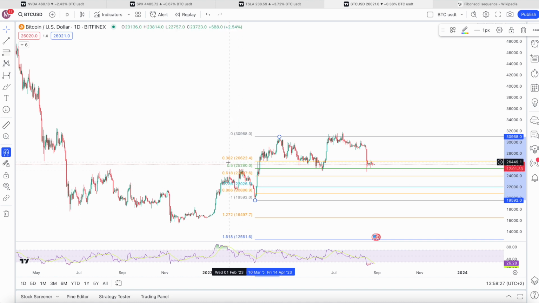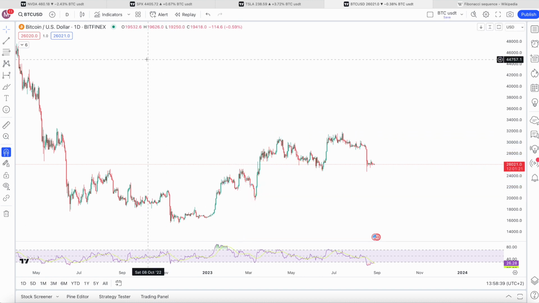I also include here the 0.5 number, the 50% retracement, because even though it's not in the Fibonacci sequence, I believe that it's an important number from a human psychology perspective. All right, so let's start checking how those numbers are used in the market.